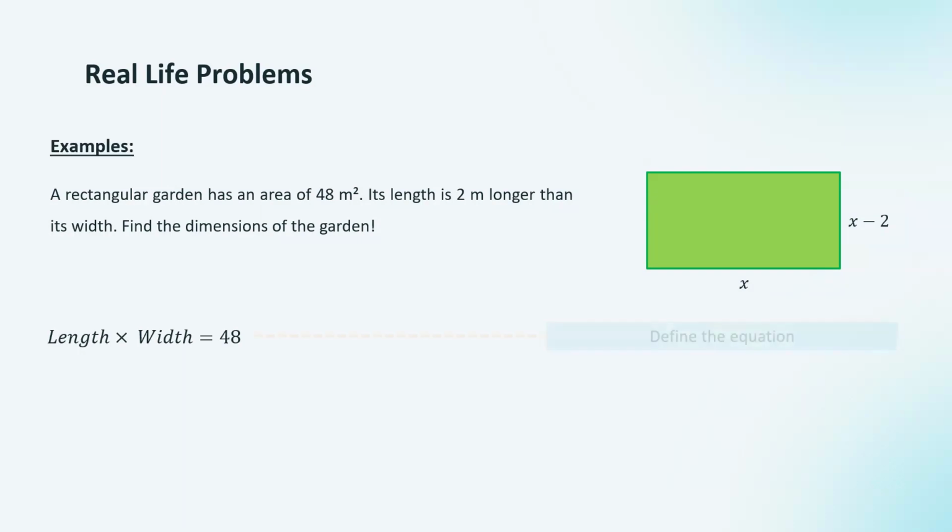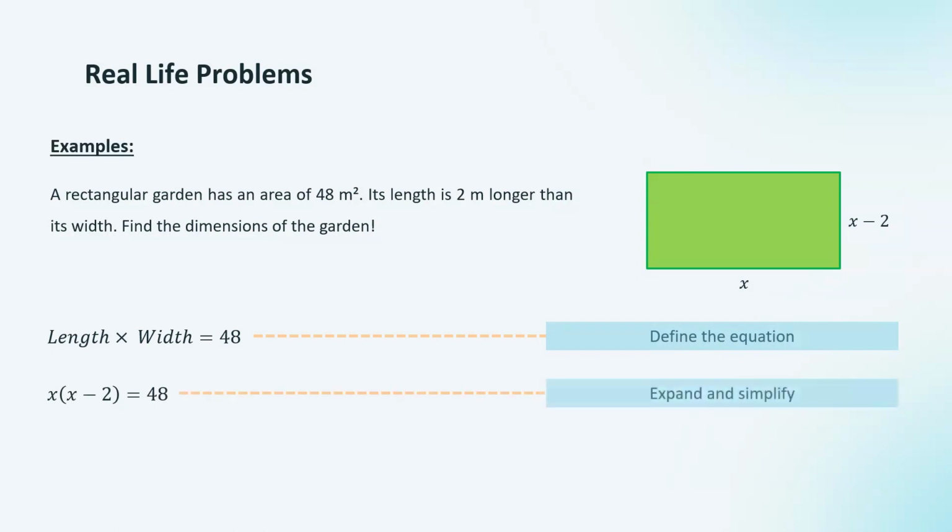After we transform it into an equation, we can try to define it with the variables. So we know that length is x, width is x minus 2. So we have this equation: x times (x minus 2) is equal to 48. And then we can try to expand, we can try to simplify, so we end up with a simple quadratic equation. And then we just need to factorize.